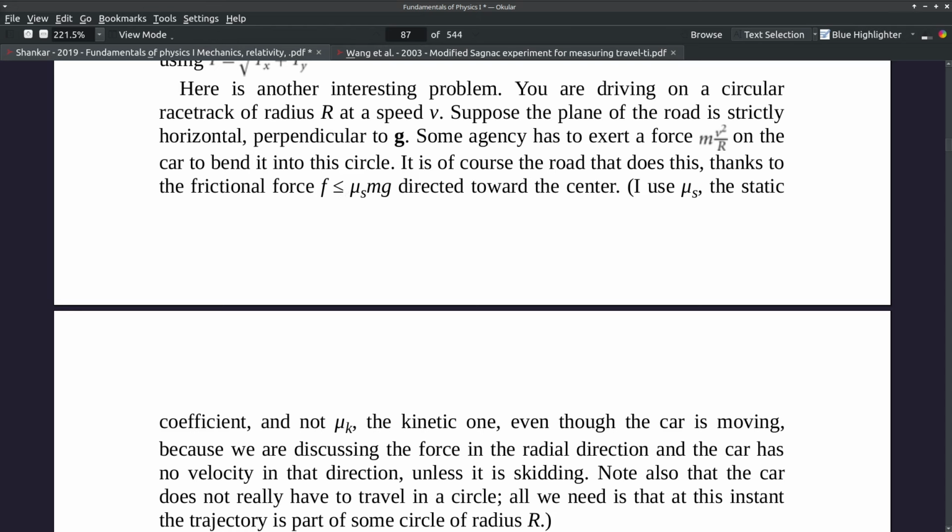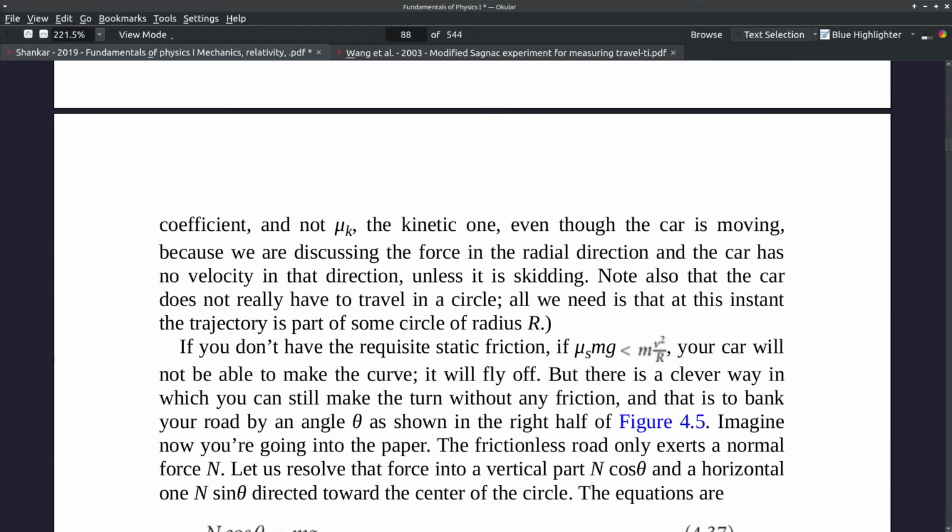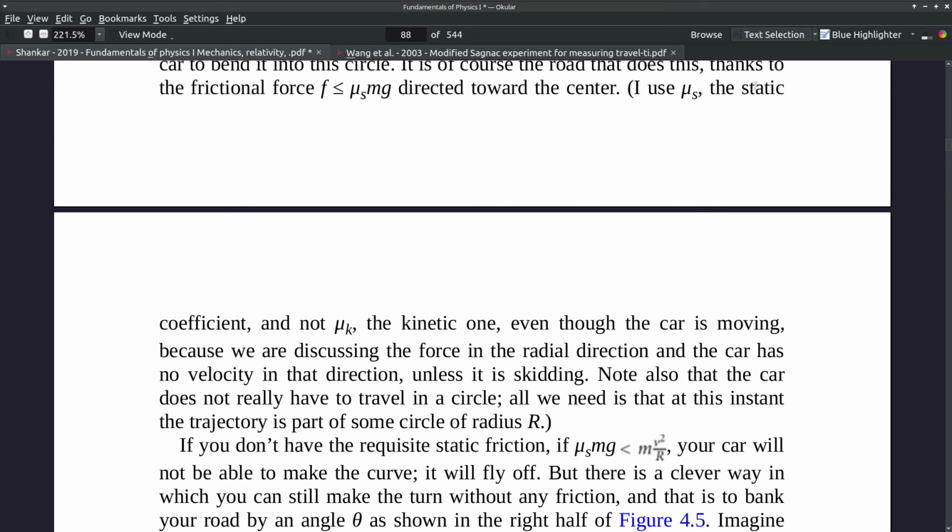What is that? Mu. Okay. Directed toward the center. I used the static coefficient, and not... What did you say that was? Moo, like moo cow. Okay, all right. I don't even know what that is. Okay, that's beyond me. All right, moo. Where was I at? Okay, and not mu k. I don't know what little k is. Oh, kinetic. Mu kinetic.